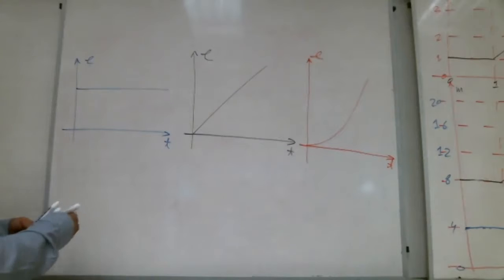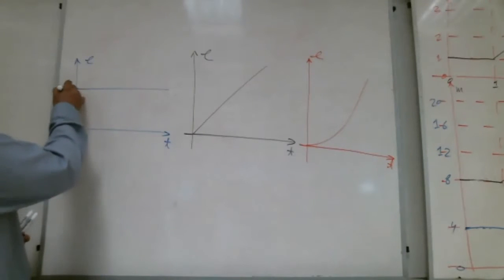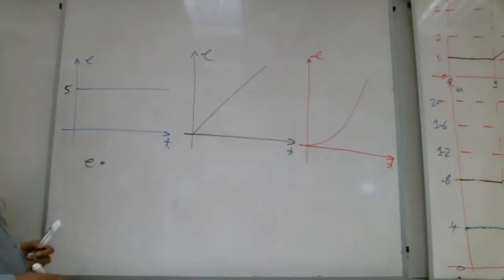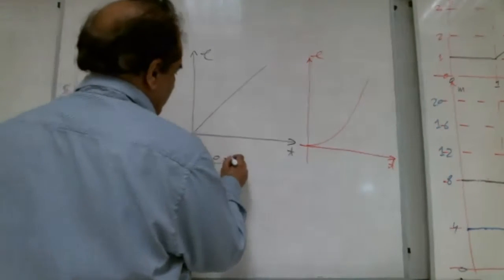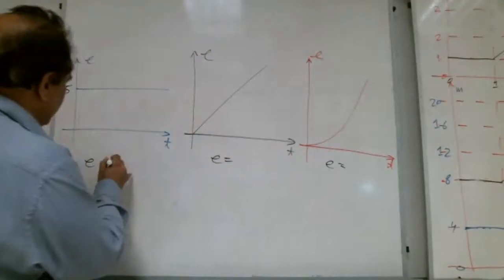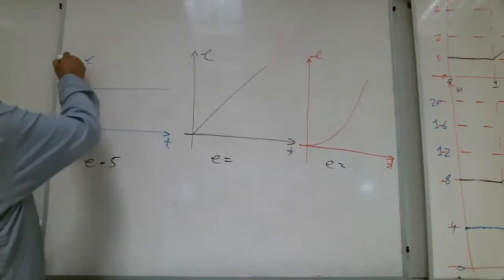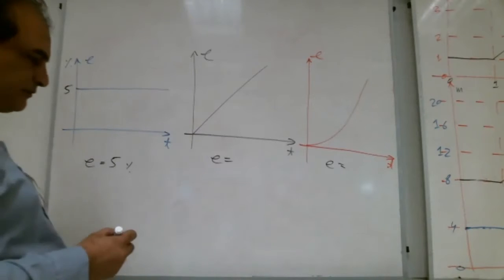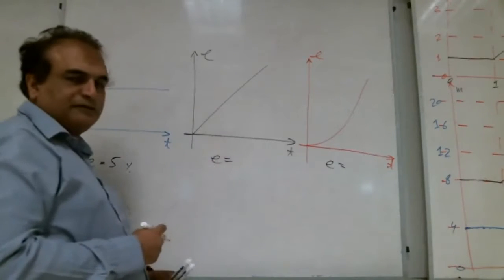What is the error here? If we say this is, for example, 5, what is the error here? Constant. 5. You can say percent. What is the error here?